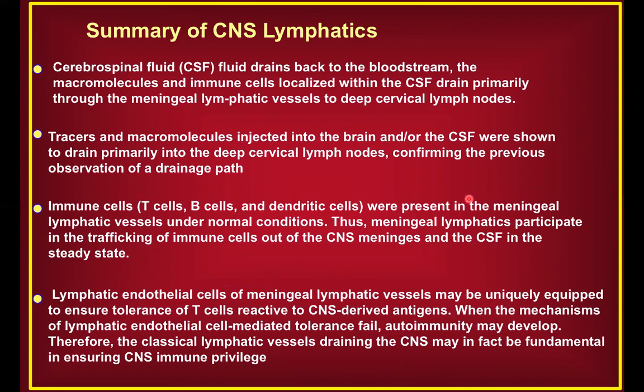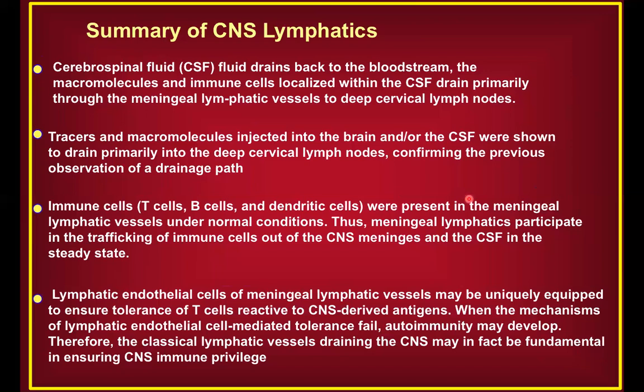So immune cells, T cells, B cells, and dendritic cells were present in the lymphatic system under normal conditions. So they are involved in this normal trafficking. We know immune cells get into the brain. We know they cycle through. There's plenty of examples. If you prevent immune cells from surveying the brain, you can get really rare, severe viral infections. So we know that happens. Now we know how they get in, and we know how they get out.